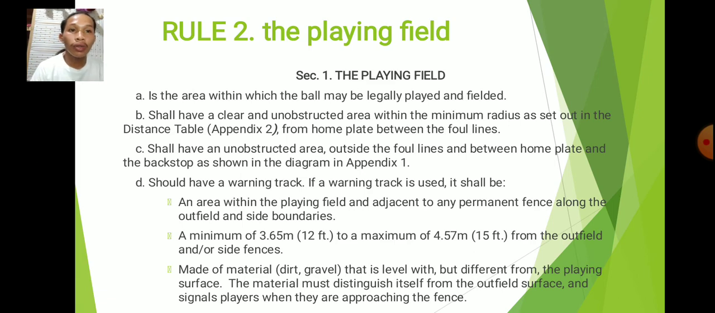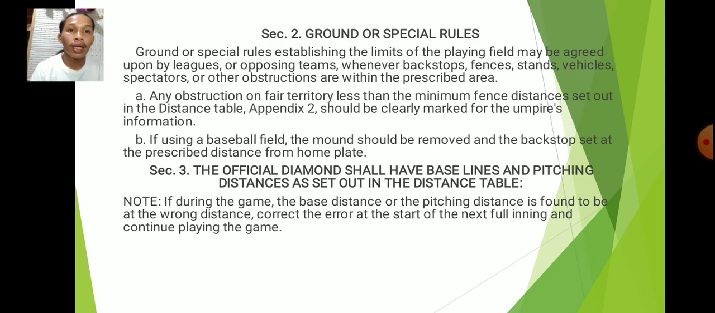Rule number 2, the playing field. Section 1, the playing field. Section 2, ground rules or special rules. Ground rules or special rules establishing the limits of playing fields may be agreed upon. Section 3, official diamond. The diamond shall have baseline and pitching distances as set out in the distance table.